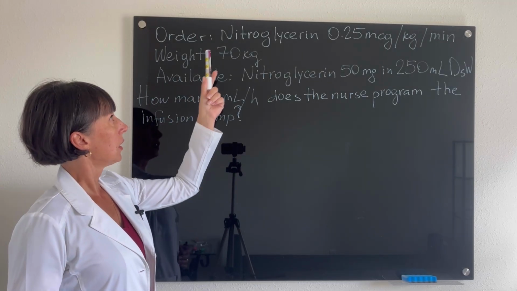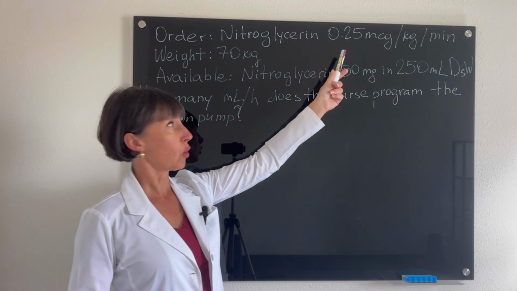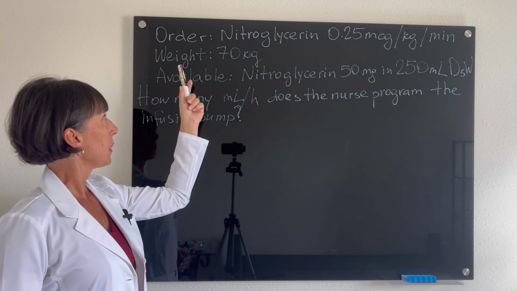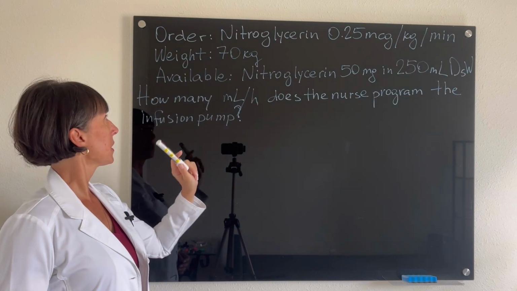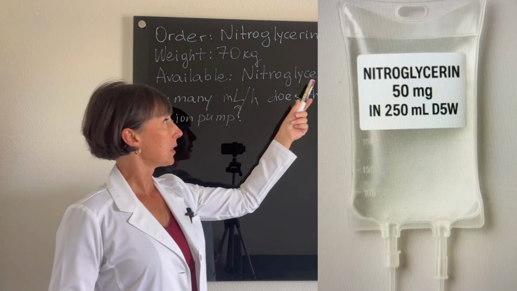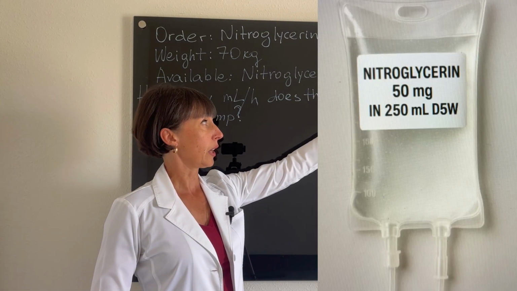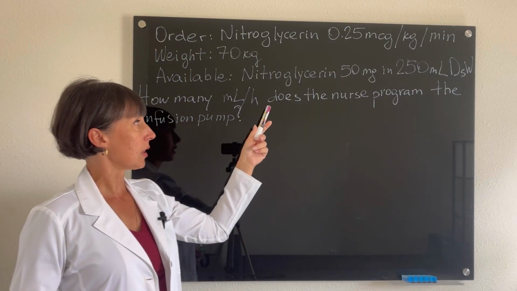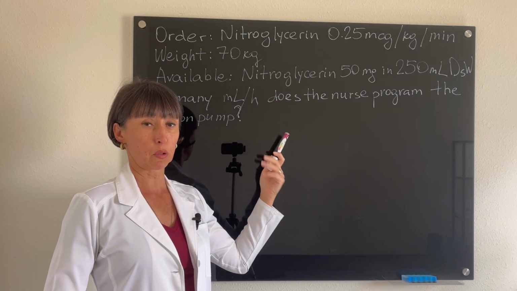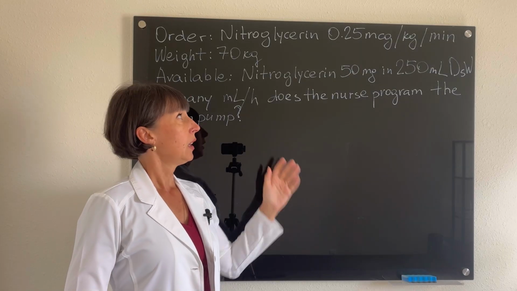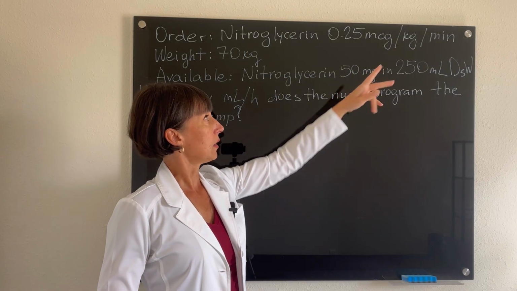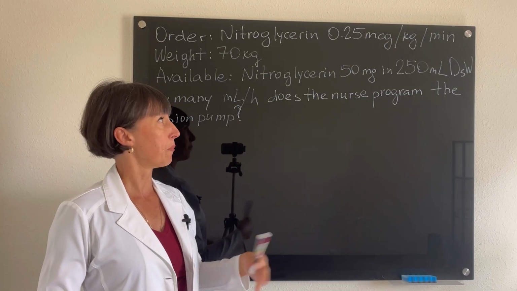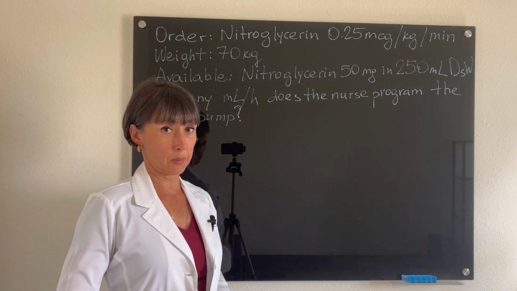The order is nitroglycerin 0.25 microgram per kilogram per minute. Patient weighs 70 kilograms. Available nitroglycerin 50 milligram in 250 milliliter bag. How many milliliters an hour does the nurse program the pump to infuse this medication? Let's start with this order right here. It is kind of messy, right? We have micrograms, we have kilograms, we have minutes. Let's clean it up a little bit.